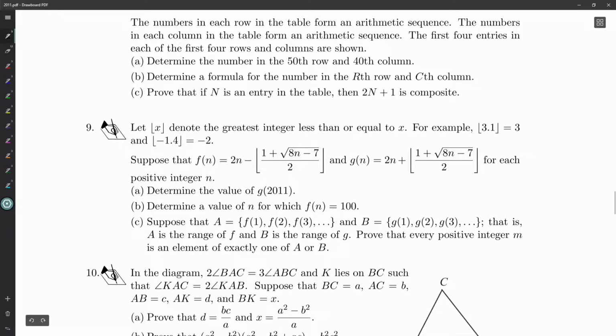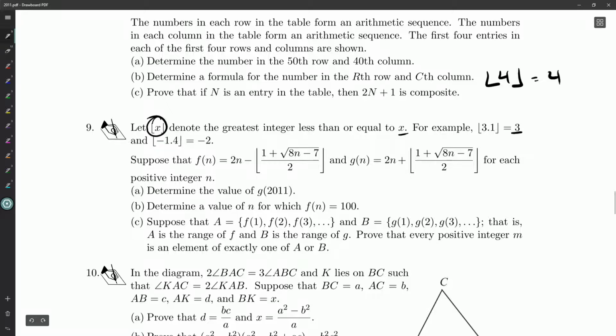Alright, so it's a written one, obviously. Let the floor function of x, that's what this one here is typically called, denote the greatest integer less than or equal to x. For example, the floor of 3.1 is just 3, the floor of negative 1.4 is negative 2. So it doesn't take the integer part. It rounds down until you hit an integer. And if we're already at an integer, it just stays the way it is. Okay. So it's a pretty common function if you haven't seen it before.